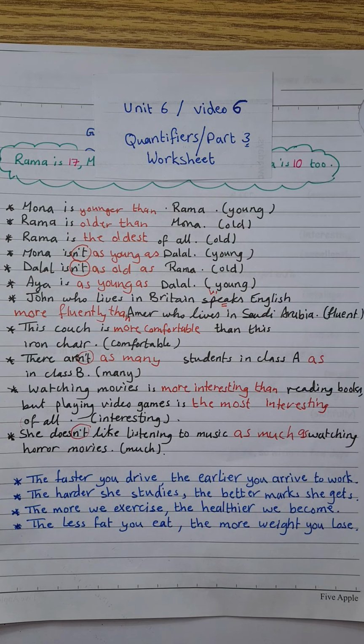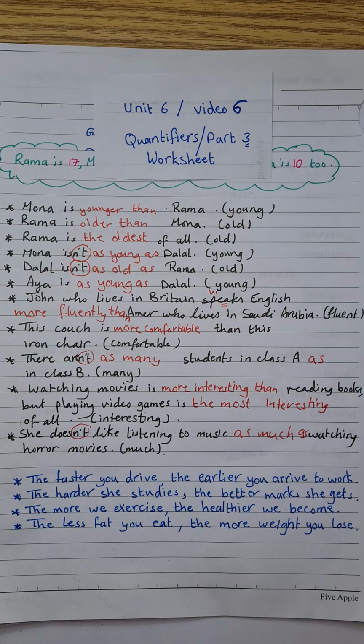Number 3, the more we exercise, the healthier we become. Also, the more here instead of er. So the more we exercise, the healthier with er we become. Number 4, the less fat you eat. So of course we can compare with either more or with less, positively or negatively. The less fat you eat, the more weight you lose. Okay, so this is another kind of comparison.